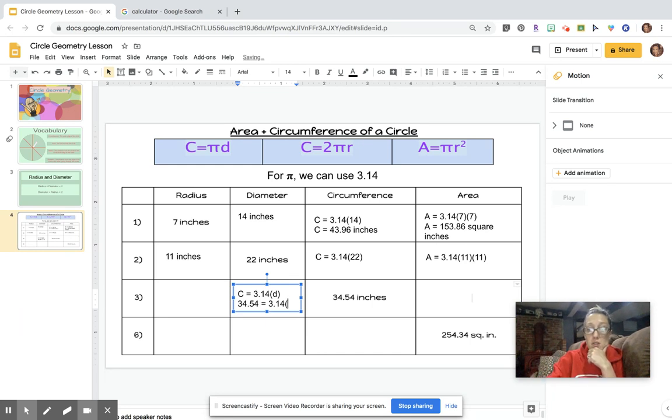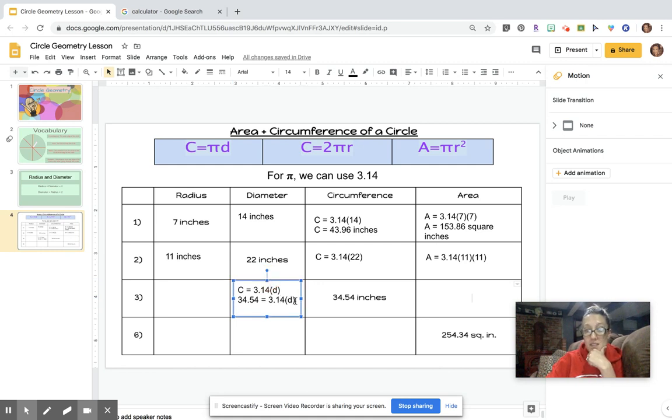Right? 3.14 times the diameter. Well, guys, this is a one-step equation, right? I need to get the diameter, that d, by itself. In order to do that, I need to use inverse operations. Right now, this is 3.14 times d. So what do I do? I divide. That's going to give me my diameter.